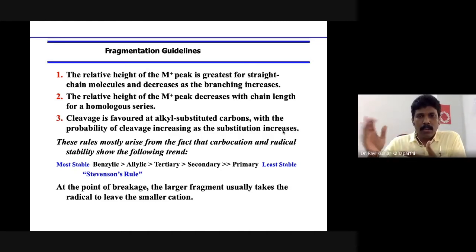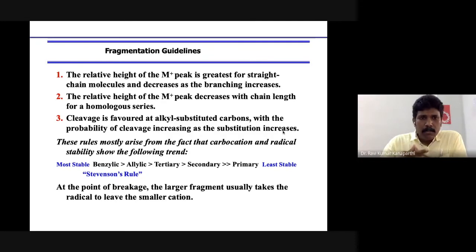Initially you will have a molecular ion, and from there the fragments form: one will leave as a radical, the other will leave as a carbocation. Where there is a branching, that will be either a secondary carbocation or a tertiary carbocation. Therefore, the stability is increasing, right? That is why the cleavage is favored at that point.